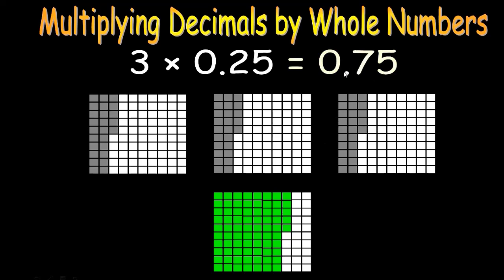Now, how to know where to put the decimal point? Let us count the decimal digits in both factors. Here nothing, 0 decimal digits, and here we have 2. So I will start counting from the right to the left. 1, 2. So I put the decimal point after 2 decimal digits. So this is the product, 75 hundredths.